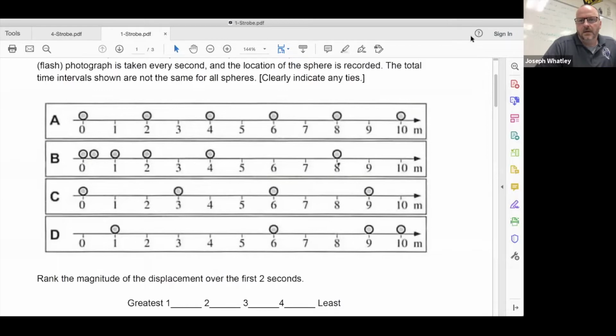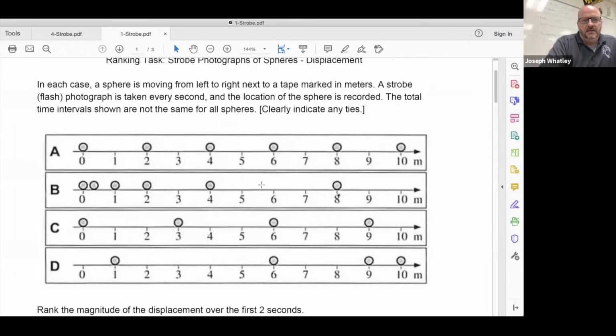There we go. All right, so what I've shared on my screen is that you can see that there are 4 lines, A, B, C, D. It says, in each case, the sphere is moving from the left to the right. Okay, so if we look across A, we see 1, 2, 3, 4, 5, 6, what looks like 6 balls across the line. It's really just one.